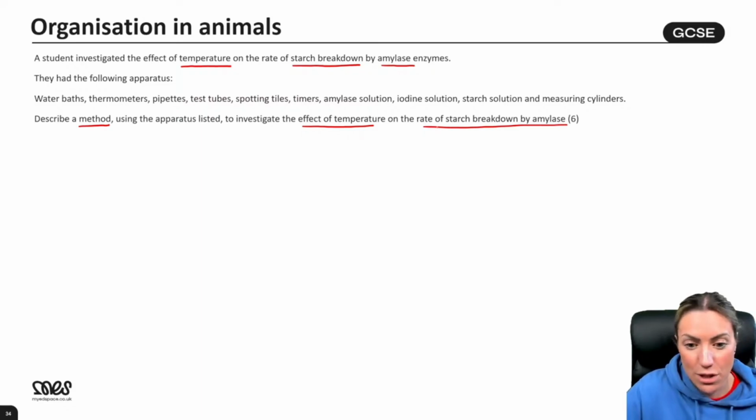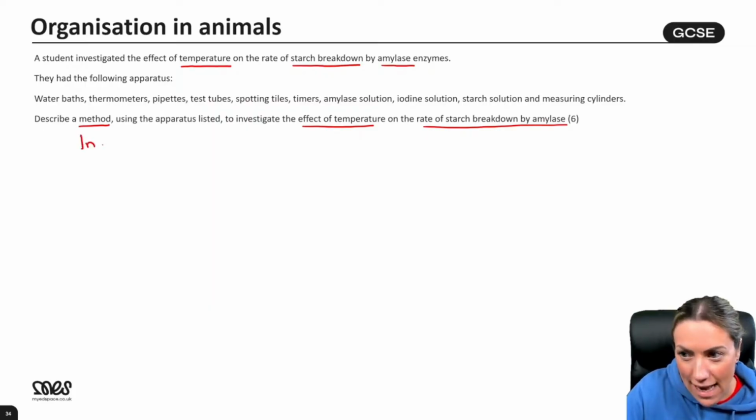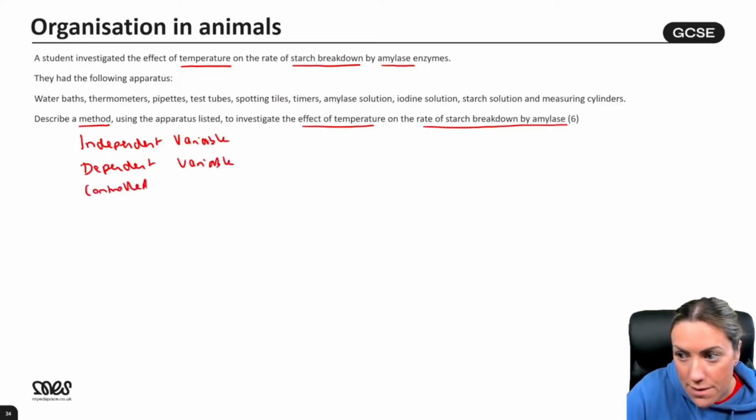This is how I always teach it. Whenever I do this, I always advise students to think about, before they even start, what is the independent variable? What is the dependent variable? What are the controlled variables? And then always remember repeats. So you could literally write that down.